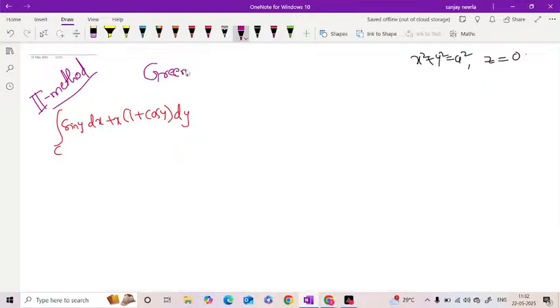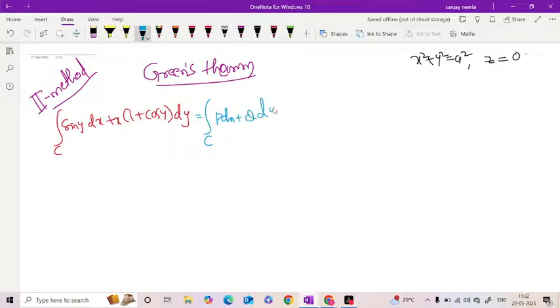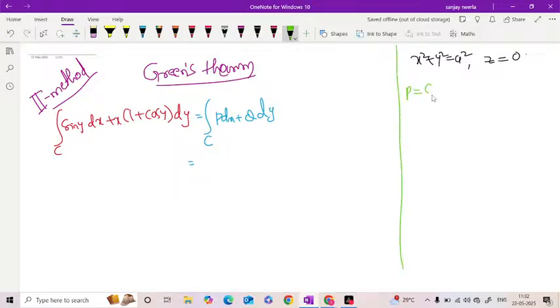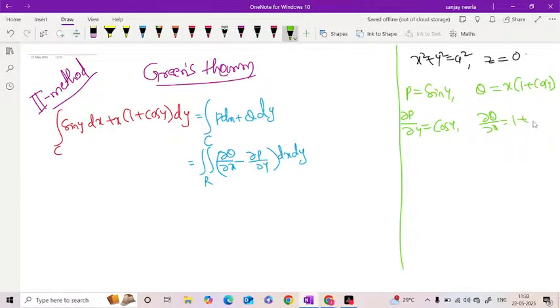By using Green's theorem, this is equal to the closed integral of p dx plus q dy. What is p here? P is equal to sin y and q is equal to x times (1 plus cos y). According to Green's theorem, the closed integral is equal to the double integral of (dou q by dou x minus dou p by dou y) dx dy. To simplify, dou p by dou y is cos y and dou q by dou x is 1 plus cos y.